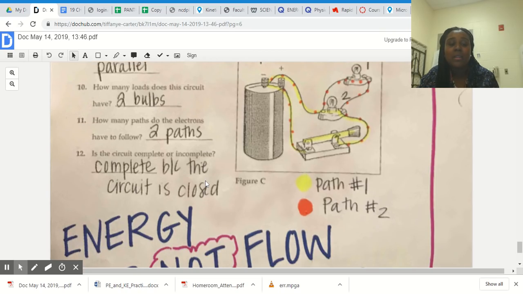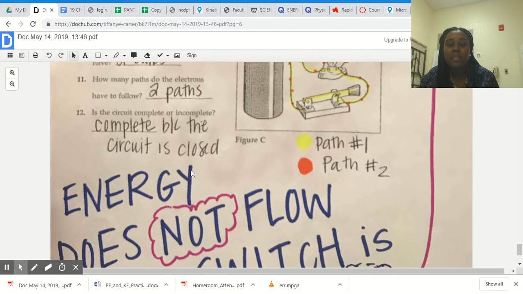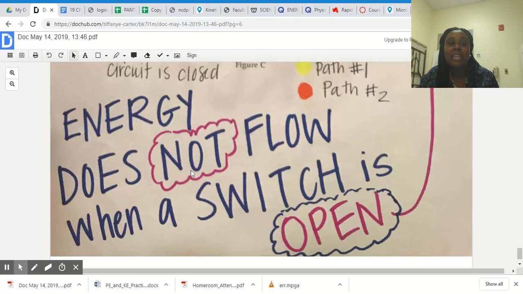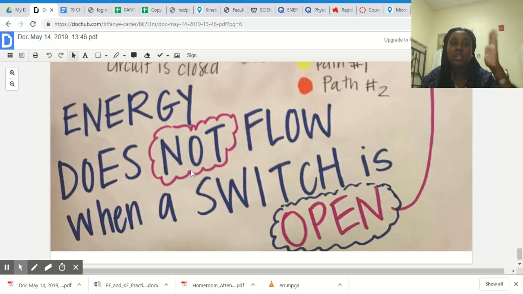Number 12, is the circuit complete or incomplete? It's complete. The switch is closed. The negative and positive parts of the battery are connected. There's no break in the wire. So yes, it is complete. Last thing, energy does not flow when a switch is open. I can't say that enough. So open switch, no energy. Closed switch, yes, I do have energy.